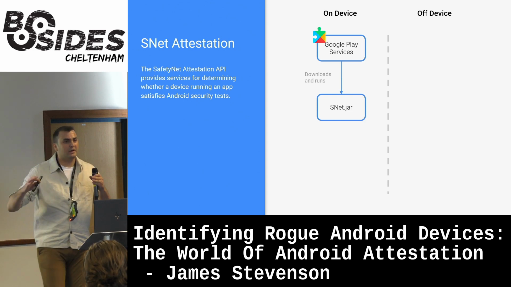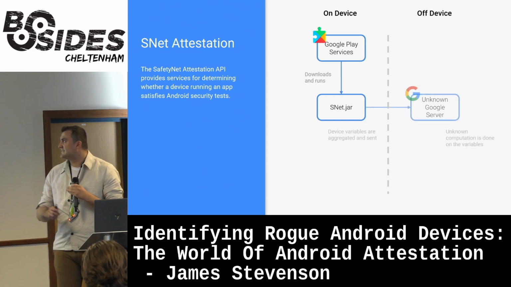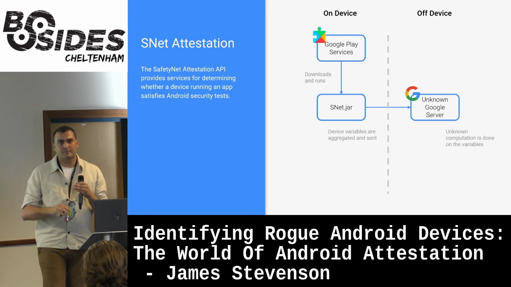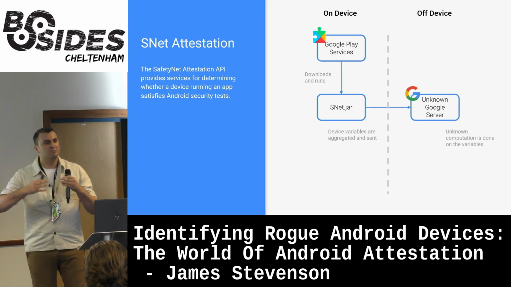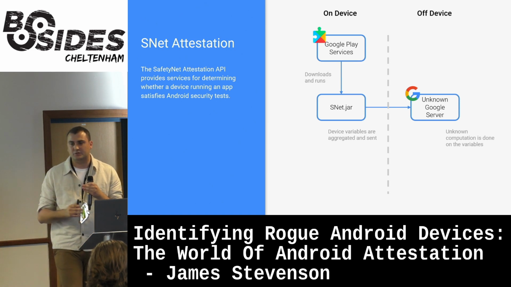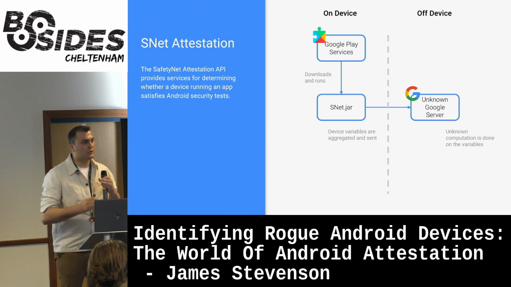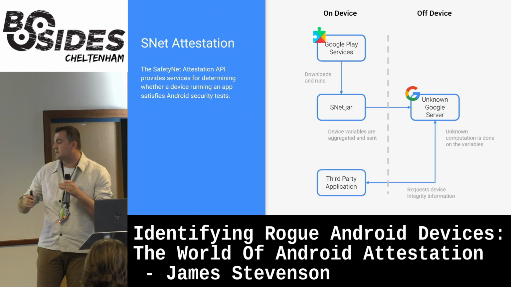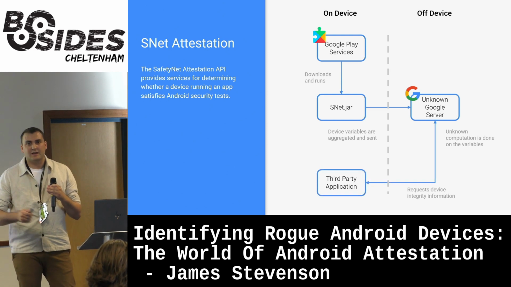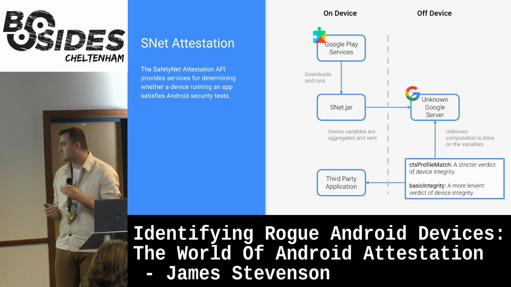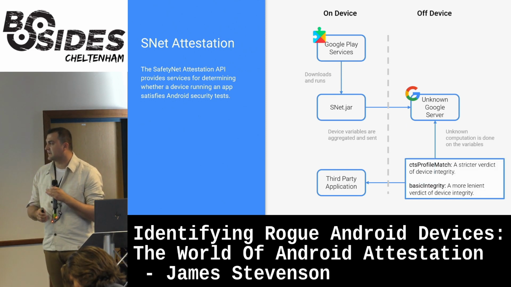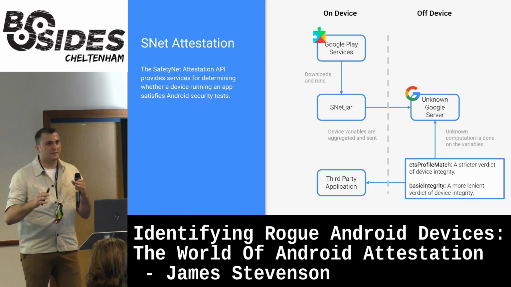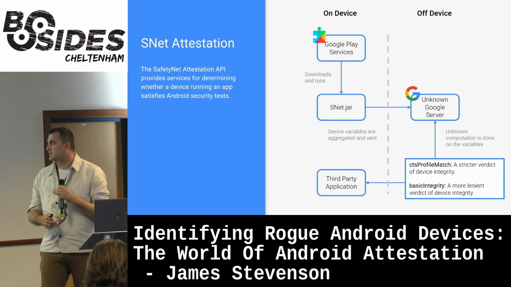It's going to aggregate a whole amount of information from your device and send it over to a Google server. That Google server is then responsible for doing an amount of computation. Potentially it uses some machine learning models or things like that. Then third-party developers on the same device can call that API that we mentioned and get back a handful of variables, including a CTS profile match and a basic integrity. And that will give them an idea on if the device is rooted or not.